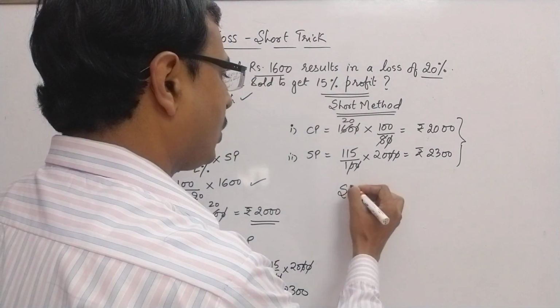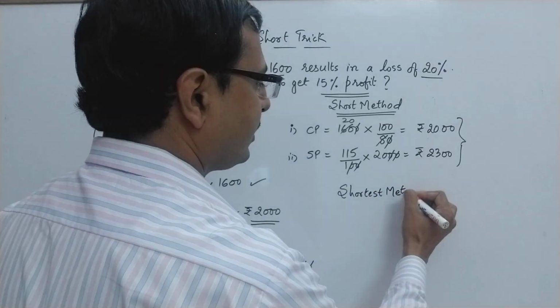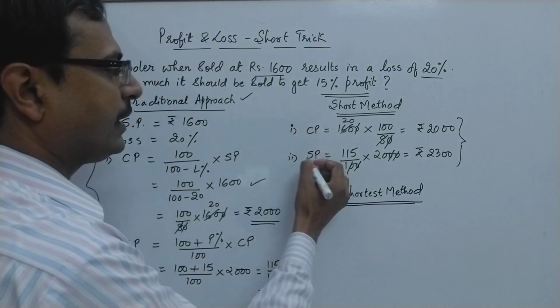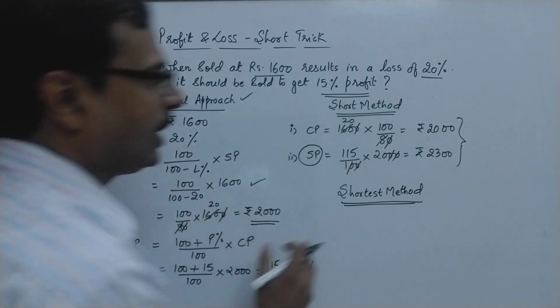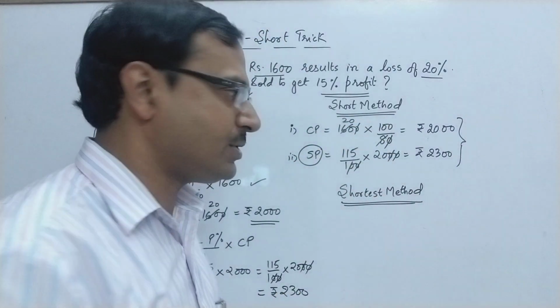Now what is the shortest method? Let's convert this into a shortest method. Now I will get to the selling price directly. I don't want to write it in two steps. I want to write the single step for finding this question.